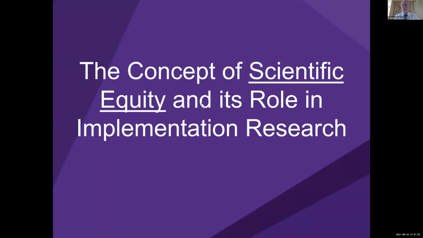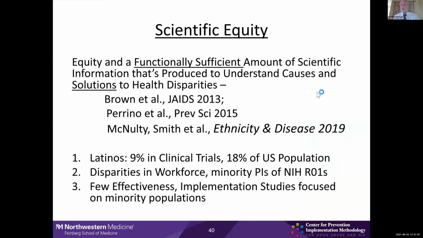So I'll switch now to looking at what we call scientific equity and its role in implementation research. We've defined or given you an illustration of what equity is, health equity, health service equity. We've been talking about scientific equity, and I think this is important in terms of the direction that we go and reversing the flow. Equity needs a functionally sufficient amount of scientific information produced to understand not only the causes, but the solutions to health disparities. When I talk about health solutions, I'm talking about implementation.